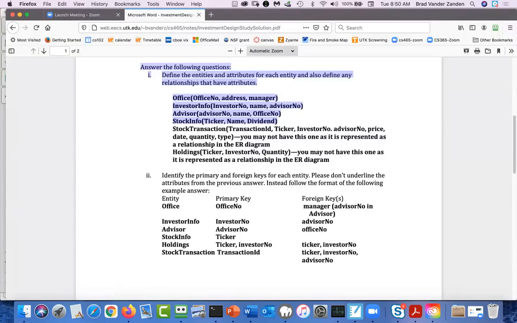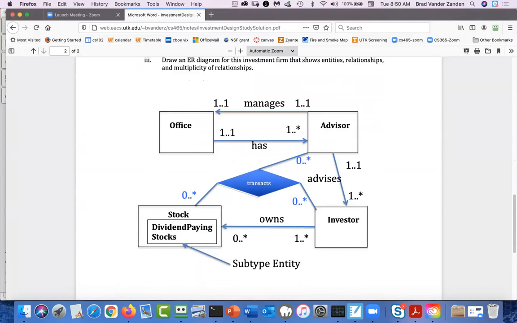I do want to emphasize that this was a true tertiary relationship. There was no way to make this one into, well, you could try to make this one into a number of binary relationships, but I would definitely deduct points because here there's no weak entity involved in this relationship.